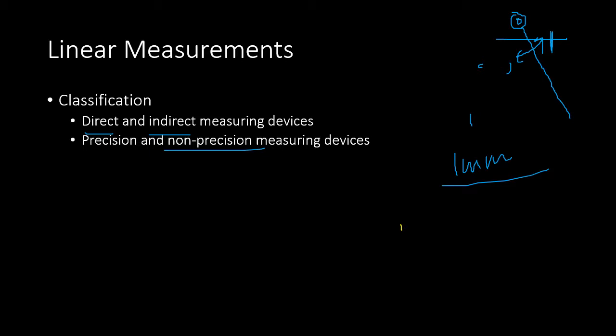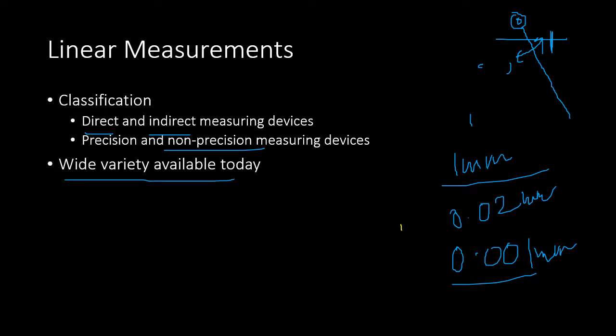Vernier calipers, however, have the least count on the order of 0.02 mm, 0.01 mm. Sorry, not 0.001, 0.01 mm. Micrometer have a least count of 0.001 mm. So a micrometer is more precise as compared to vernier caliper. So there is a wide variety of measuring devices available today, ranging from a simple steel rule to instruments like vernier calipers that have digital display to read the value of unknown dimension.